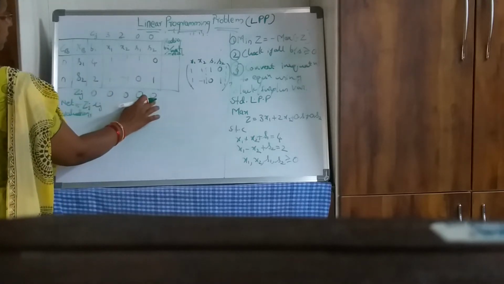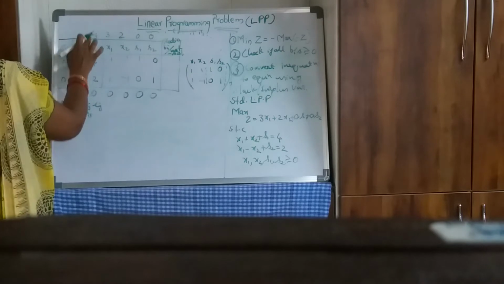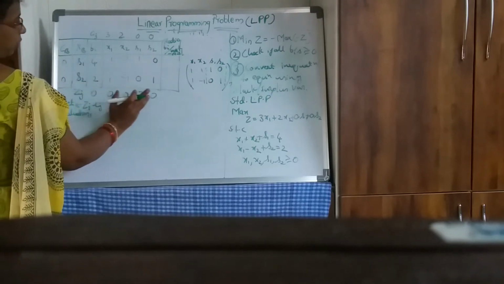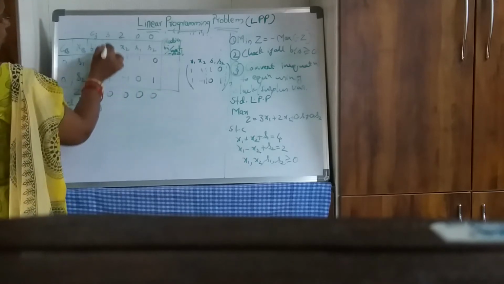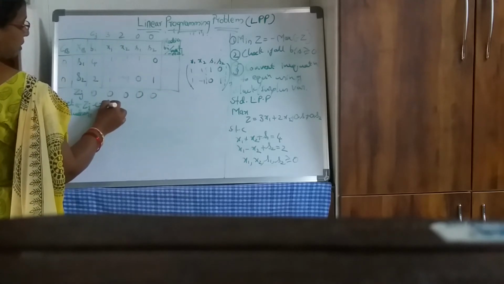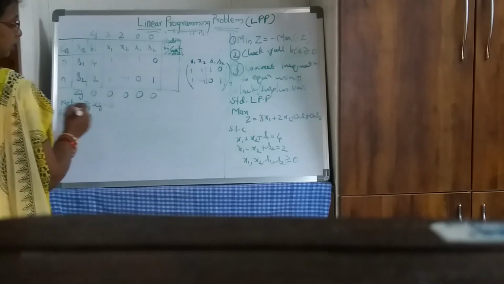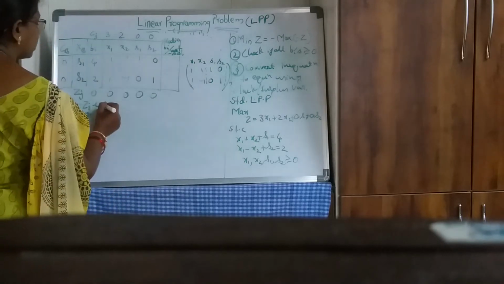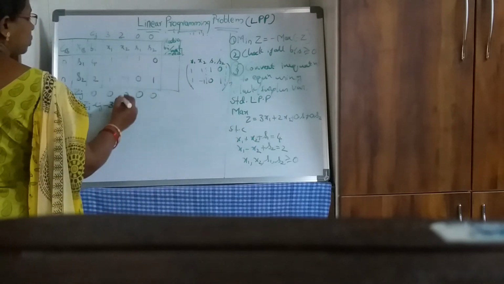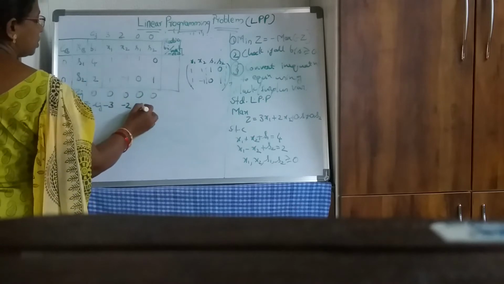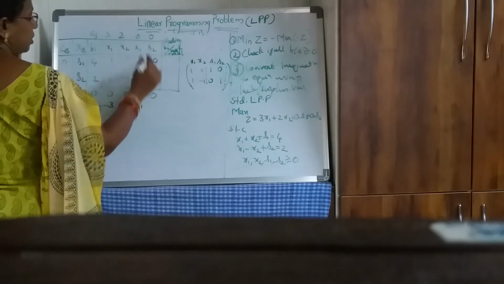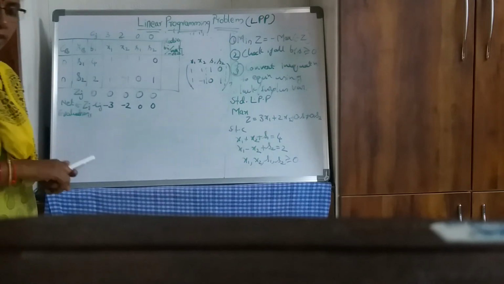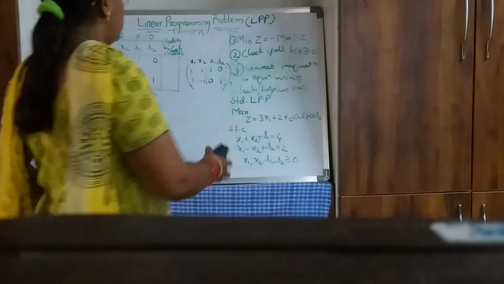So these are Zj values and these are Cj values. For this you don't have any Cj value. So you will not find net evaluation for this one. You will find net evaluations from this only. So 0 minus 3, minus 3. 0 minus 2, minus 2. 0 minus 0, 0. 0 minus 0, 0. Now we have to check whether all the net evaluations are greater than or equal to 0 or not.